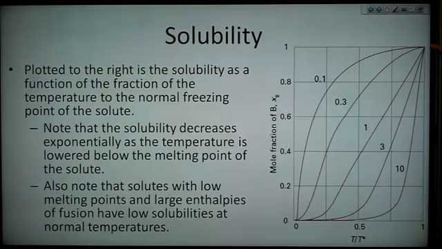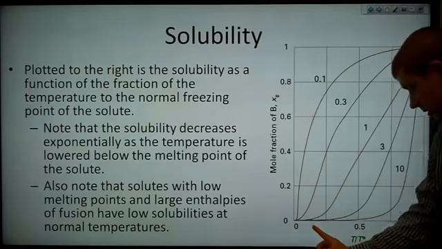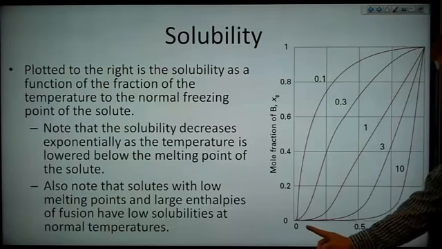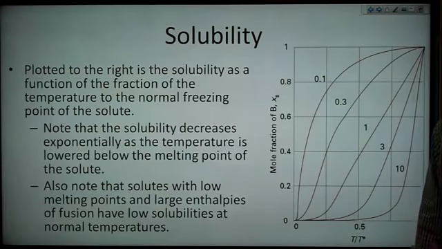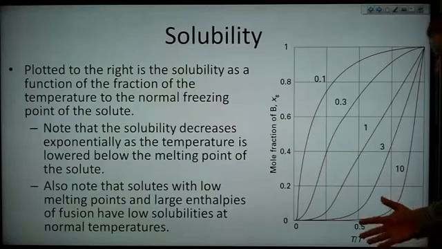On the other hand, if we get way down here to a ratio of 0, well, we can't actually get to 0 because that means that we're at absolute 0. But if we were at absolute 0, none of our B would dissolve.